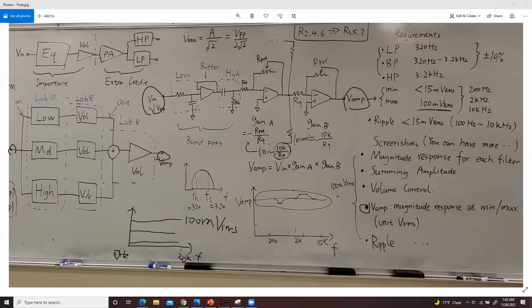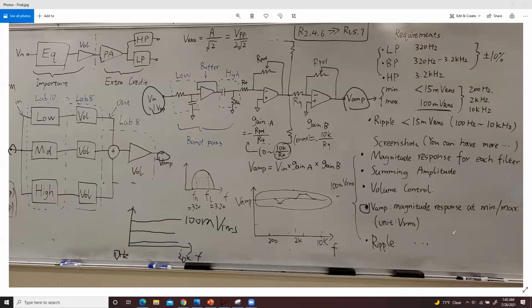So for each inverting amplifier, you need to show it works. Since each inverting amplifier works with the same function, you just show that one of them is working. We will assume the other two are working properly. And this one is the Vamp. And the last one, you want to show the ripple.